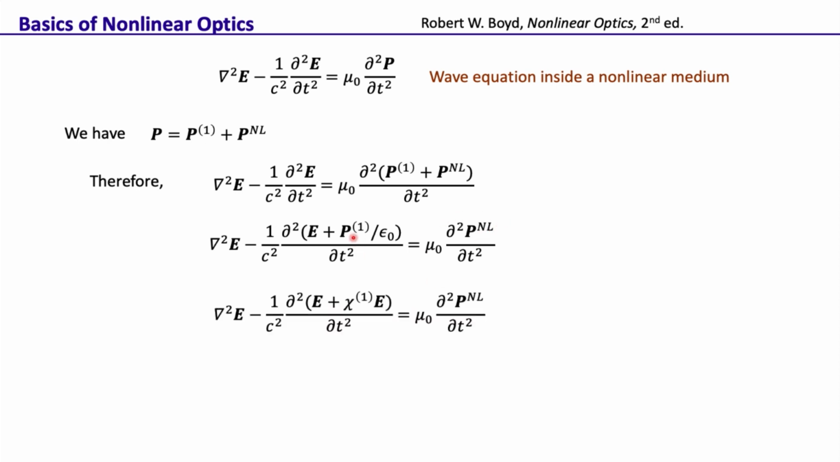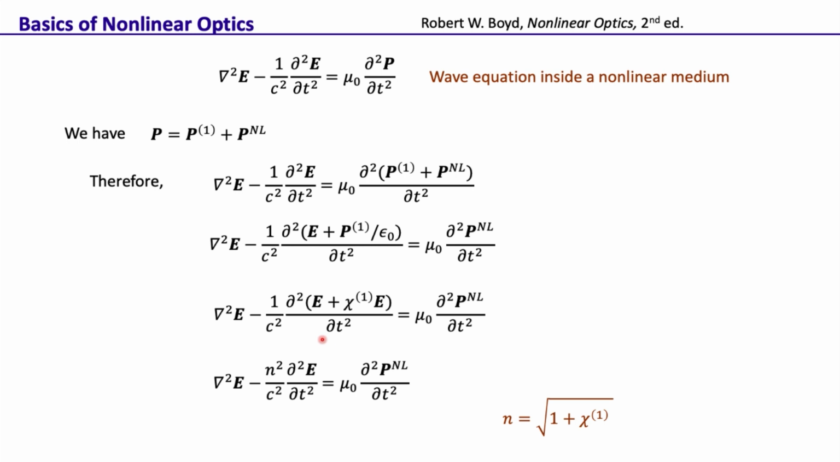This P1 we know is equal to epsilon naught chi1 E. So that's how we write it, and that's how the epsilon naught gets cancelled. So that's what we get on this side. This E plus chi1 E, that's 1 plus chi1. That 1 plus chi1 is equal to n squared, and that n is the refractive index of the medium.